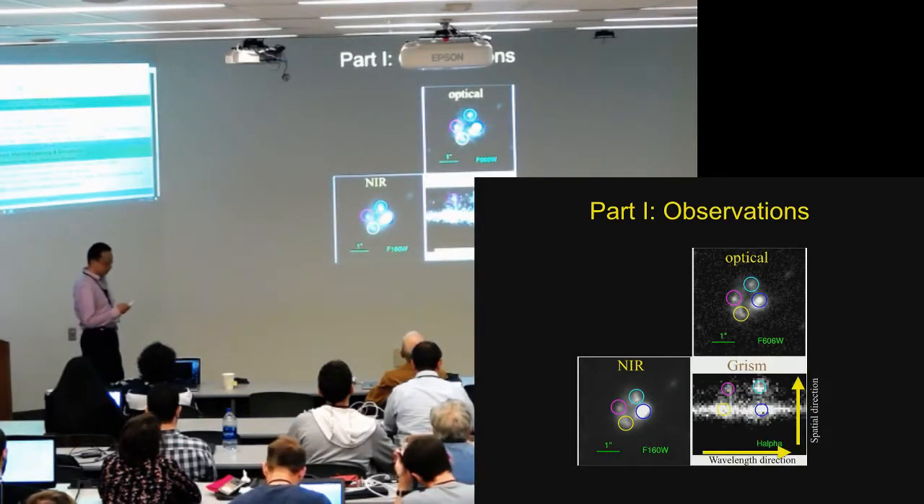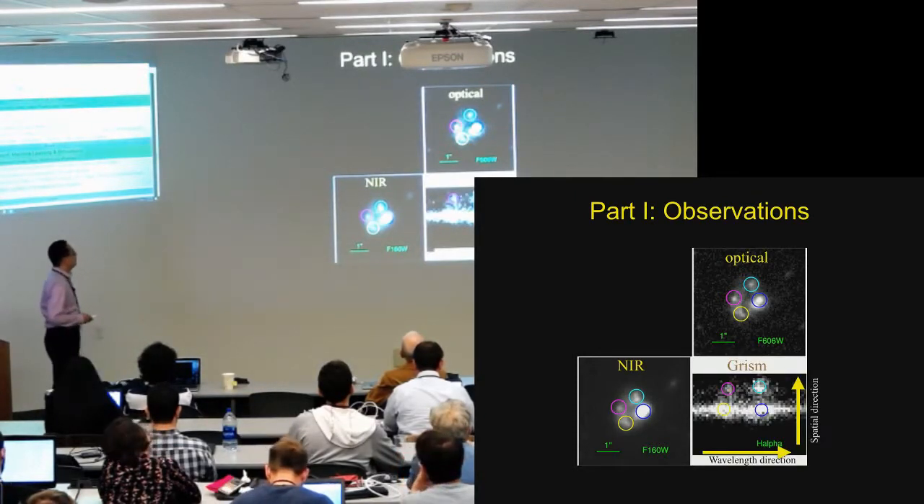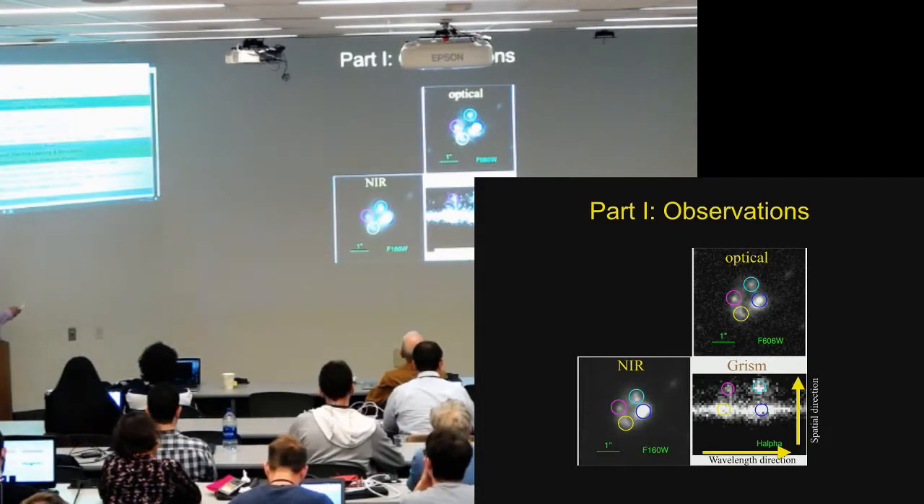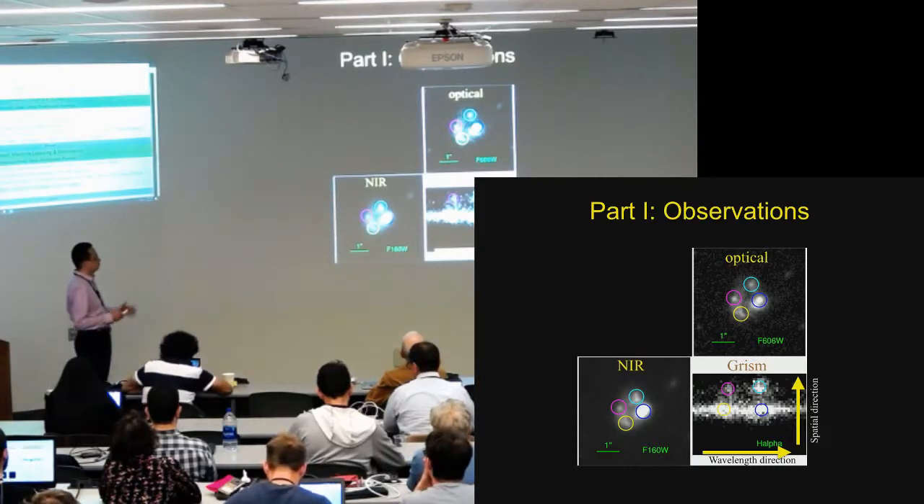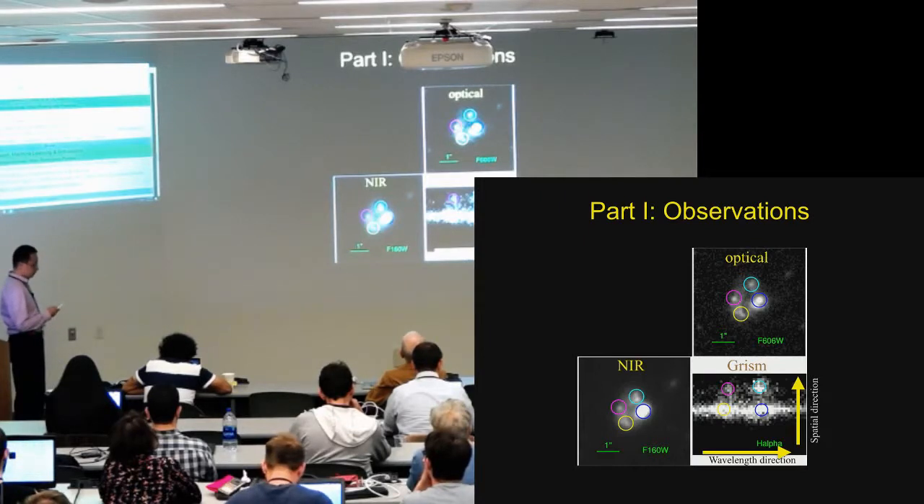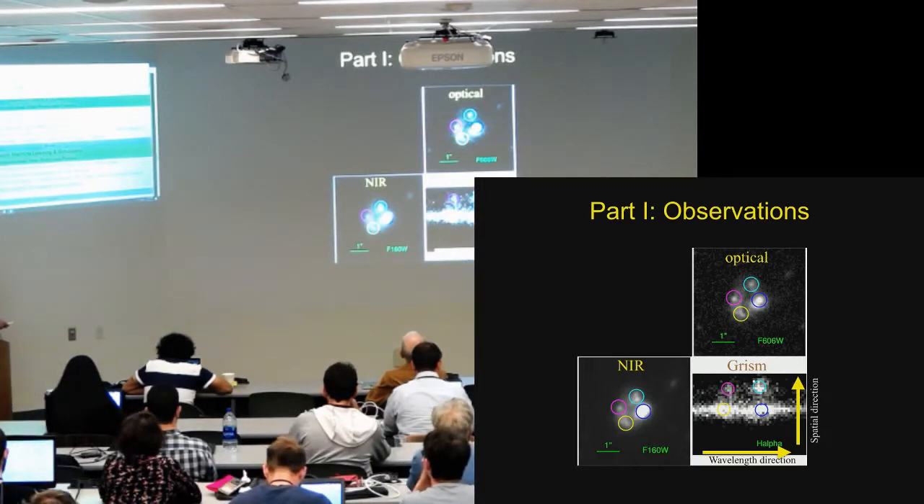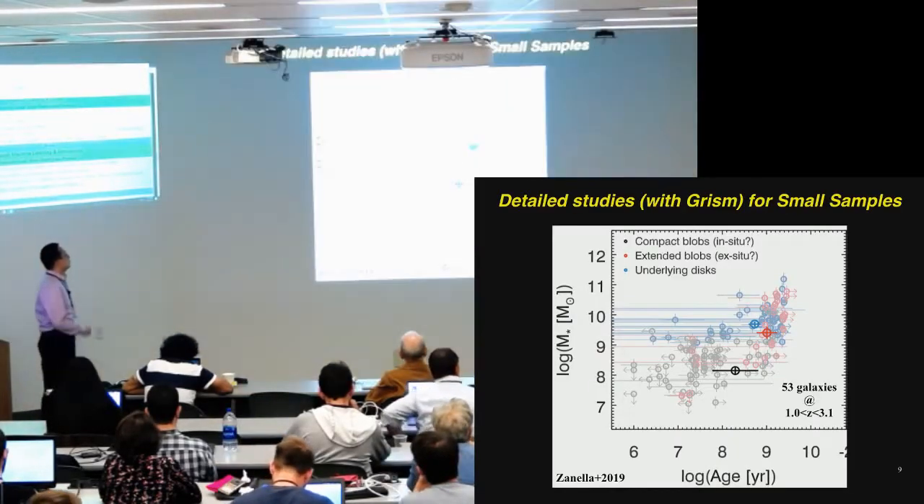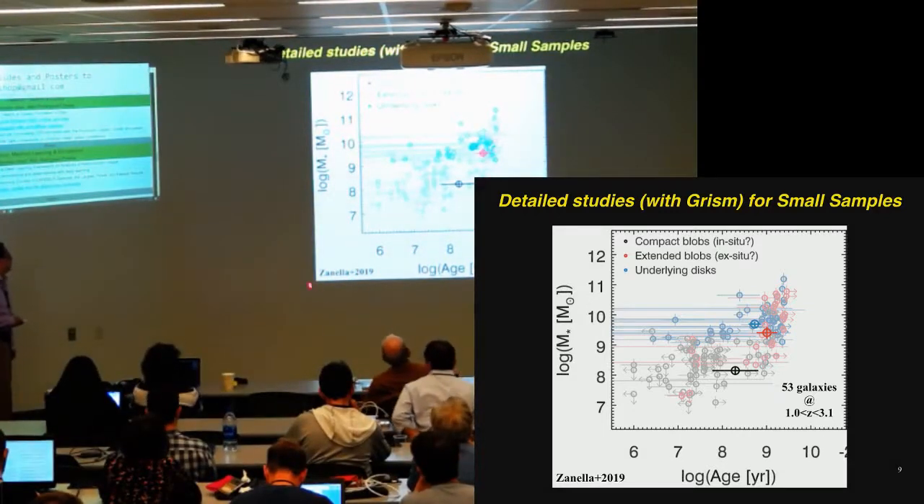So one way you can do is combine broadband SED with the grism from HST, and that also allows us to get a larger sample of clumps. So from the grism, we can get emission line maps, for example, H-alpha map, H-beta map, oxygen 2, oxygen 3 maps. So here is a recent work from Zanzello et al.